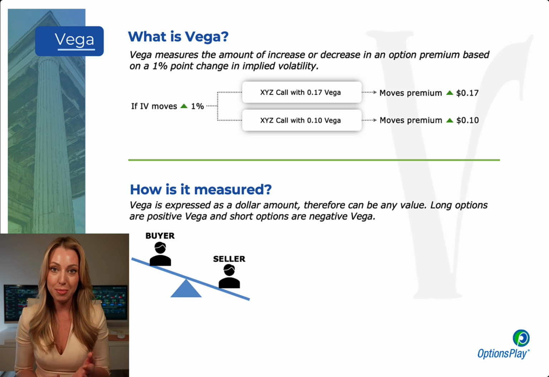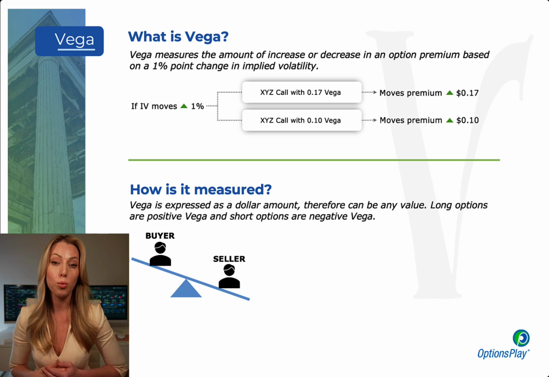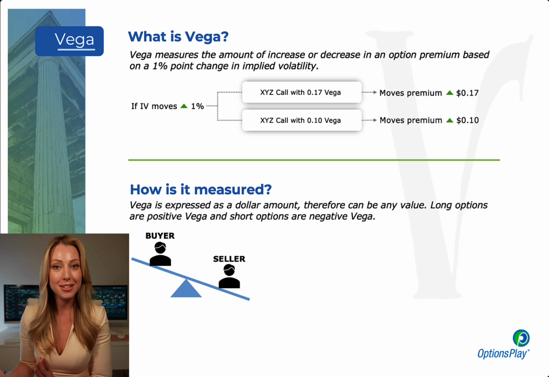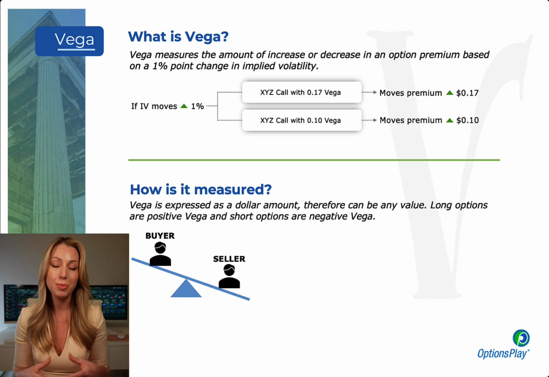on the options premium. So for example, if we have an XYZ call with a 0.17 Vega and another with a 0.1 Vega, that tells us if there's a 1% point change in implied volatility, the call with the 0.17 Vega will move the premium up by 17 cents. And then of course the 0.1 Vega 10 cents. How is Vega measured? Vega is expressed in dollar amounts because it tells us the literal dollar change from a 1% point move in implied volatility.